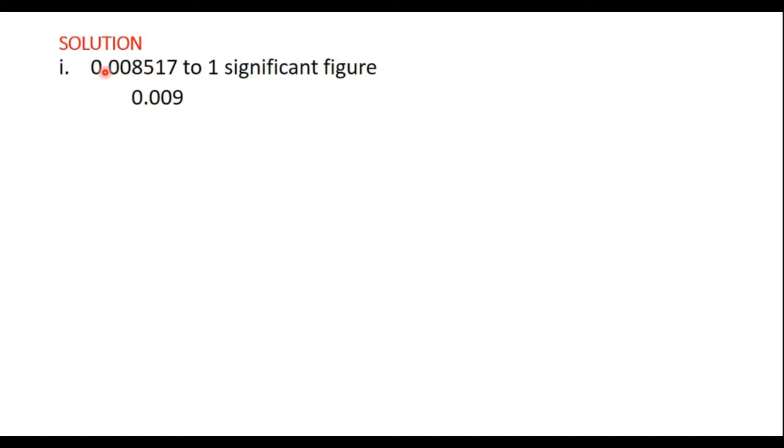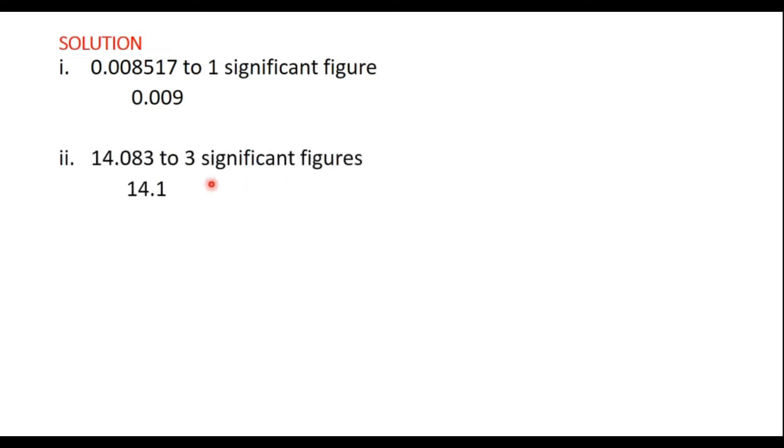So if you are correcting this to one significant figure, look for the first significant figure in the question. The first significant figure is 8. The number after it is 5. So we add 1 to the 8, then we ignore the rest.